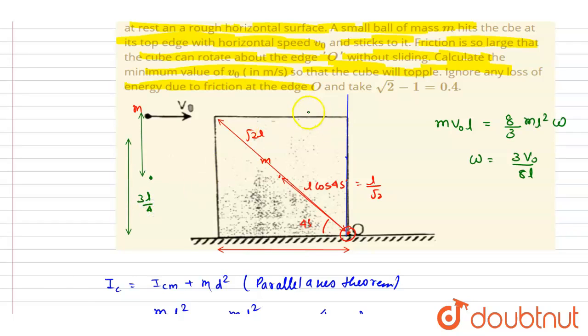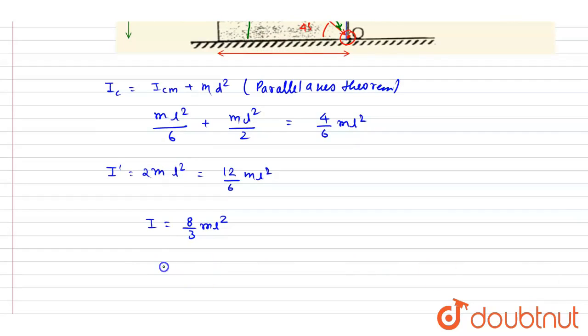And finally, when it is rotated to the vertical direction, the center of mass of them will be at this position. And again, if you see here, this distance is 3 by 4 L. So this distance will be root 2 times of that. So if I conserve the mechanical energy, initial potential plus initial kinetic is equal to final potential plus final kinetic.